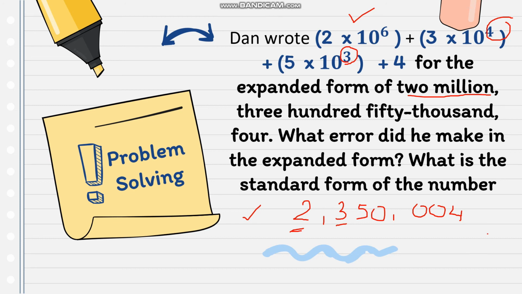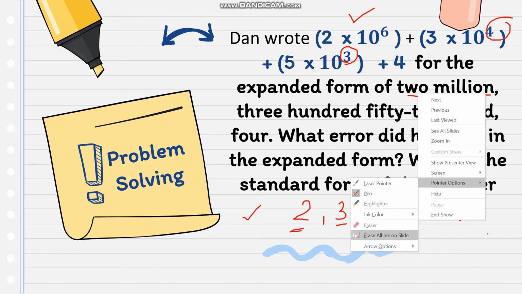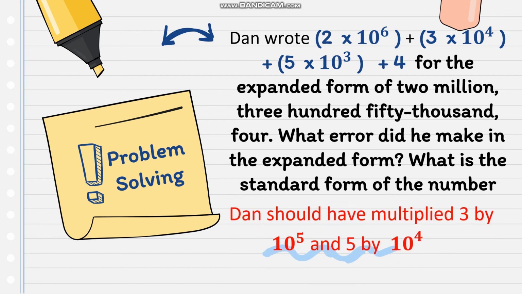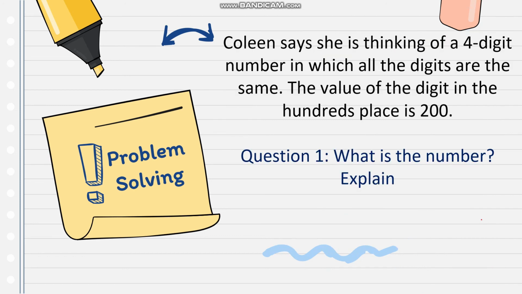That's why the error is Don should have multiplied 3 by 10 to the 5th power and 5 by 10 to the 4th power. So the standard form is 2,350,004.